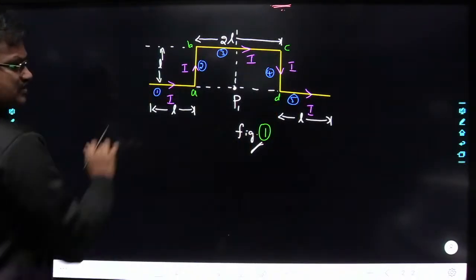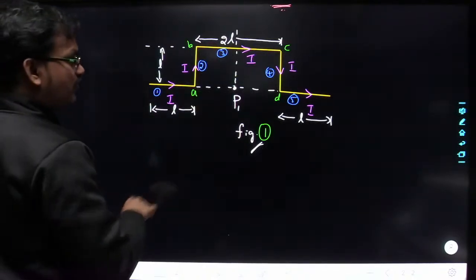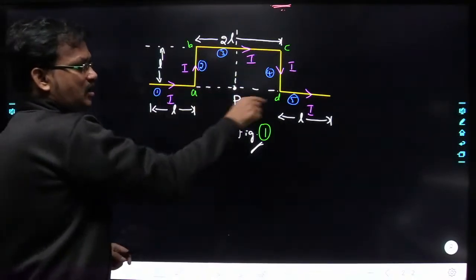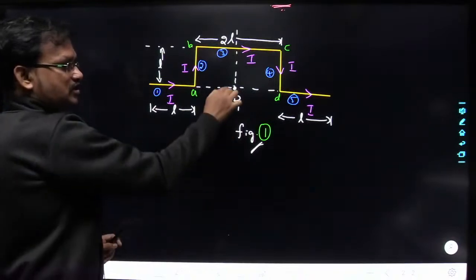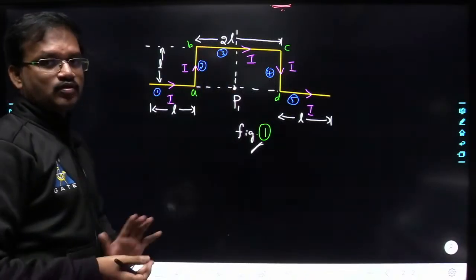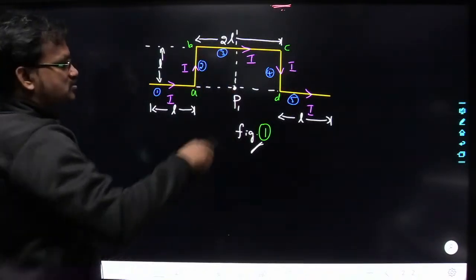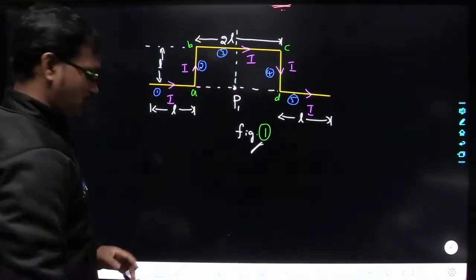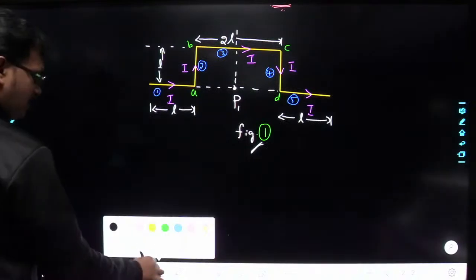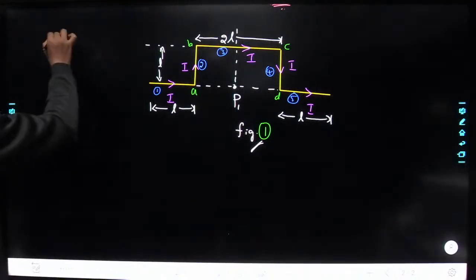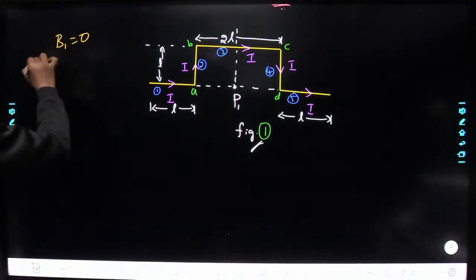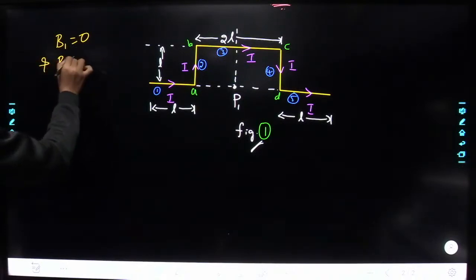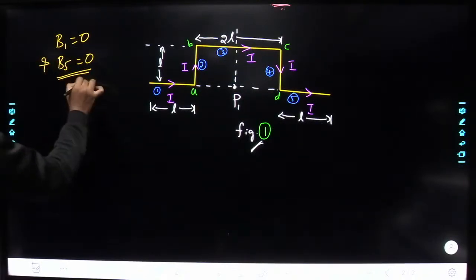Now, due to this first section and fifth section, we can directly write that the B field at point P1 will be equal to 0, because the point P1 is lying along the line. So I can write directly, B1 is equal to 0, and B5 is also equal to 0.